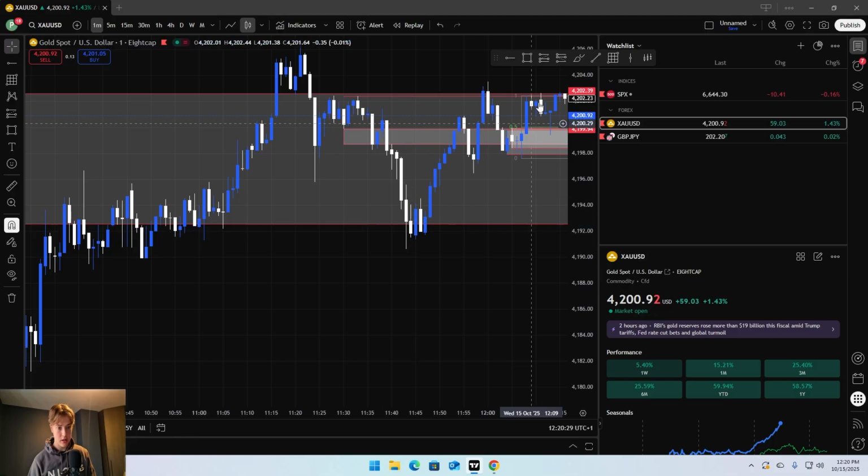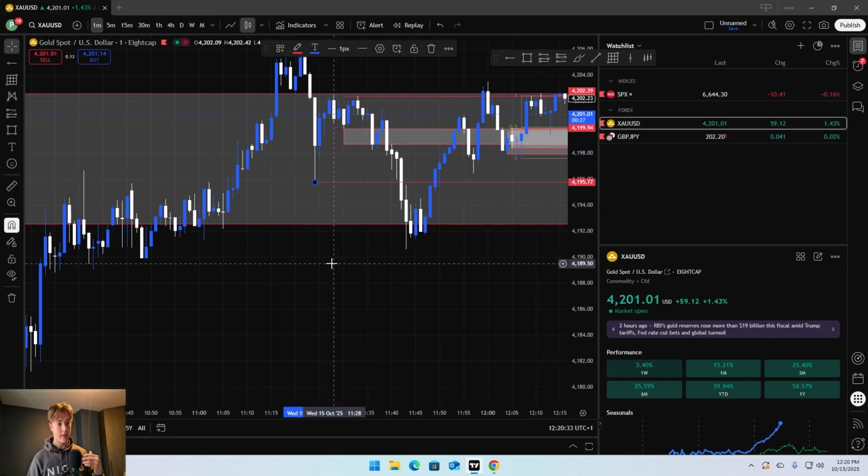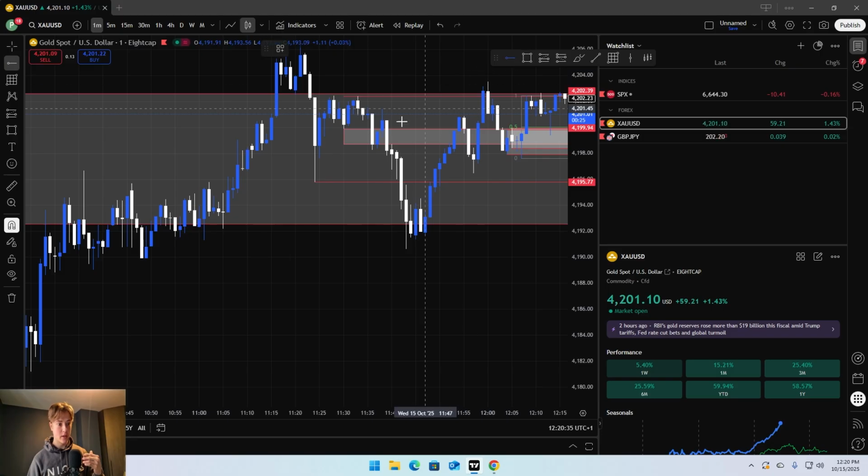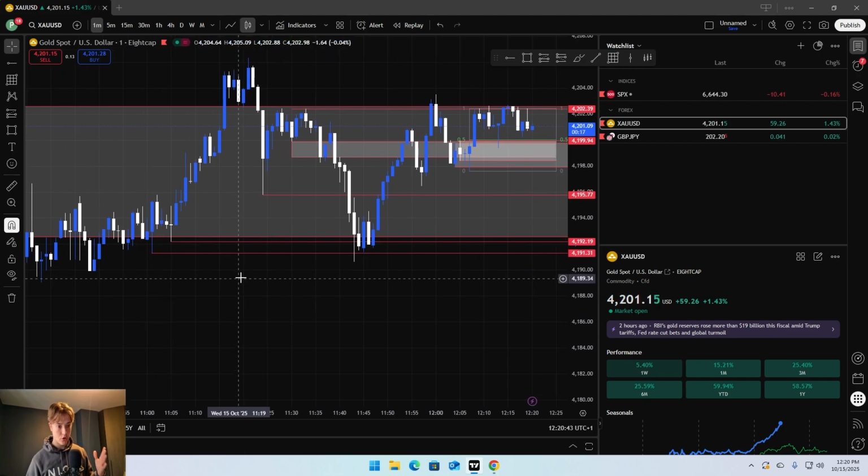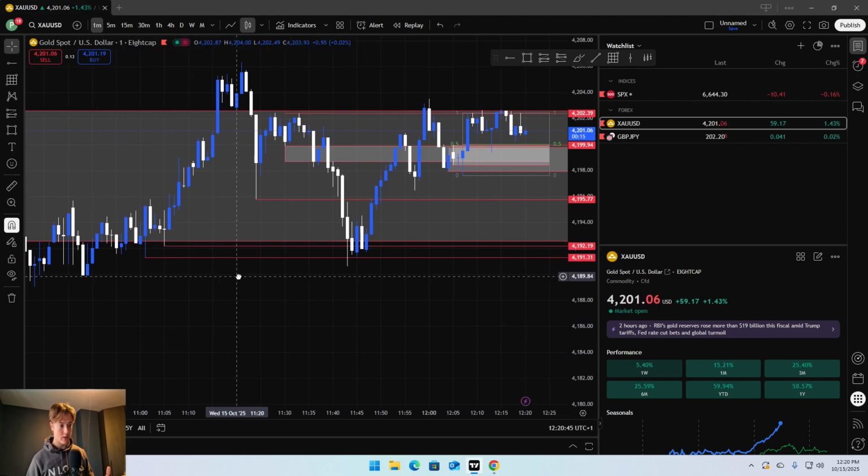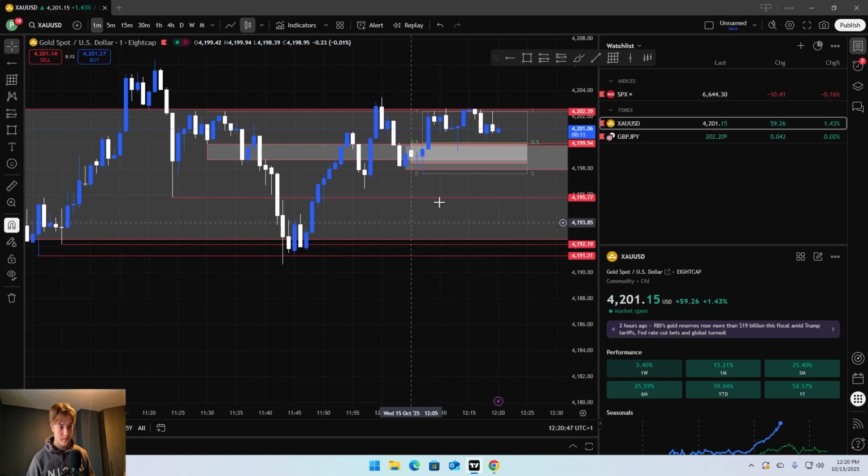Also, actually, let's mark this. Last time I made the same mistake. We have a liquidity sweep over here, liquidity sweep over here, liquidity sweep, no, that one not, over here. 3 liquidity sweeps, and all of them got filled. So what we also want to do is mark that break of structure over there.